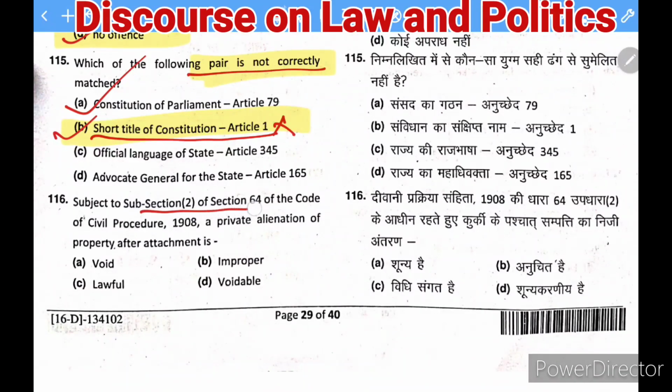Subject to sub-section 2 of Section 64 of the CPC, a private alienation of property after attachment is: the options given here are void, improper, lawful and voidable. And the correct answer is that, subject to Section 64 of the CPC, a private alienation of the property after attachment is going to be void. So that is how you find that it is void. Moving to the next question.